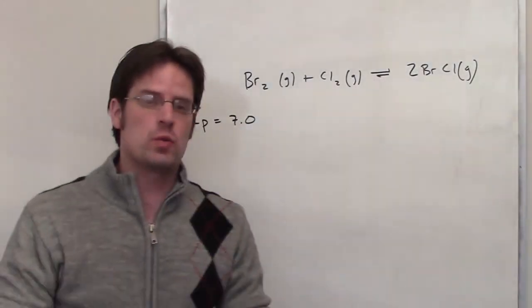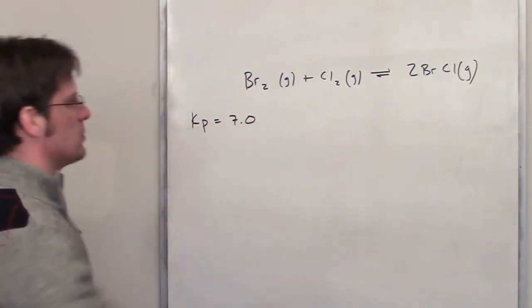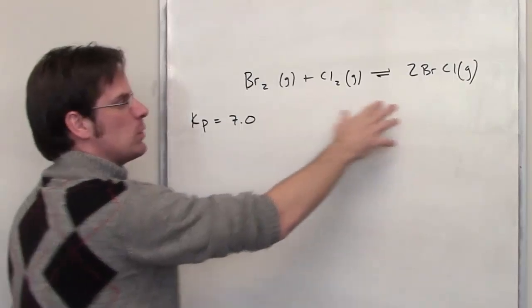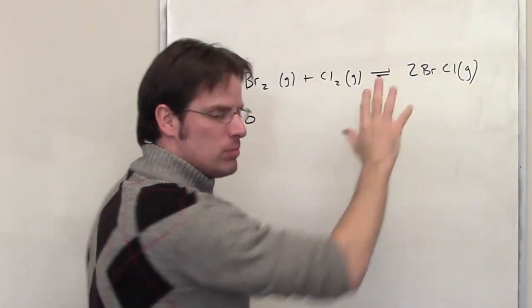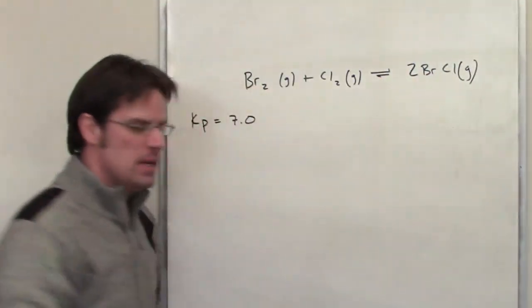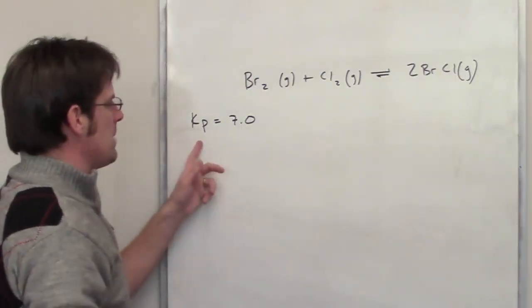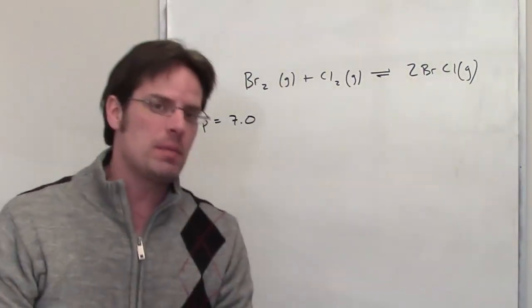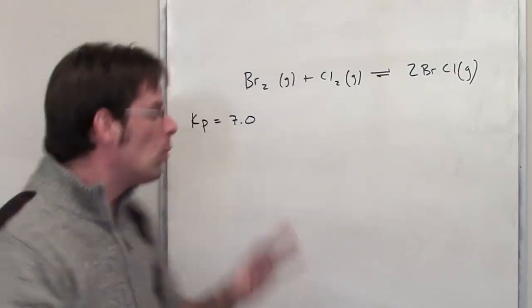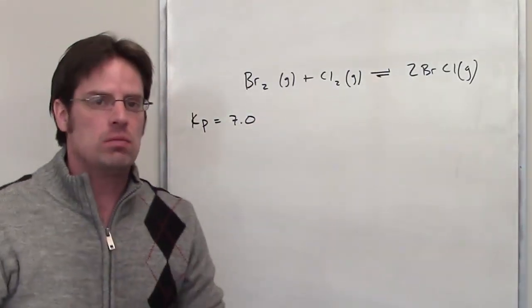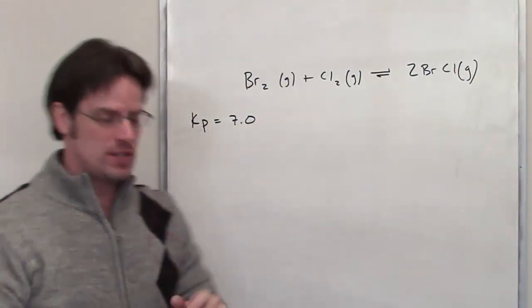Okay, in this question we're given an equilibrium reaction with bromine and chlorine gases in equilibrium with two molar equivalents of bromine chloride. It also provides us the Kp value. That is the equilibrium constant with respect to pressure. Once this system is at equilibrium, it says that it's equal to 7.